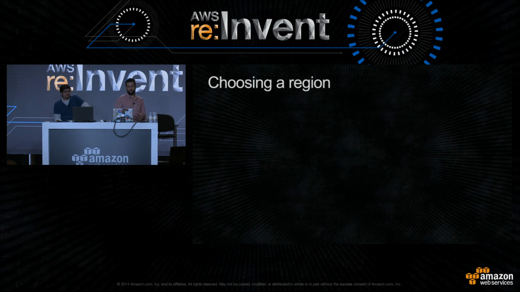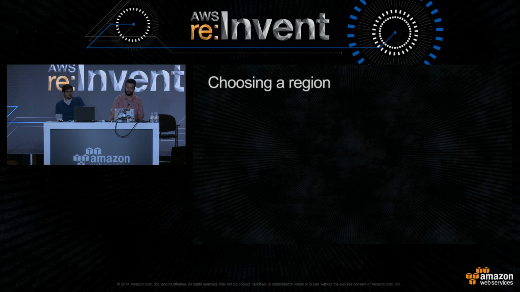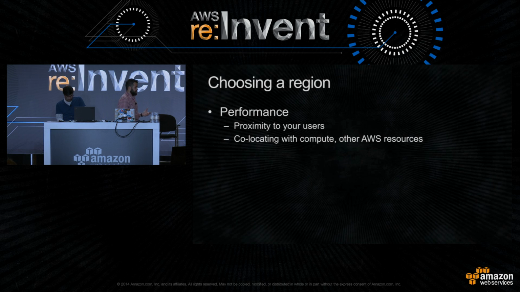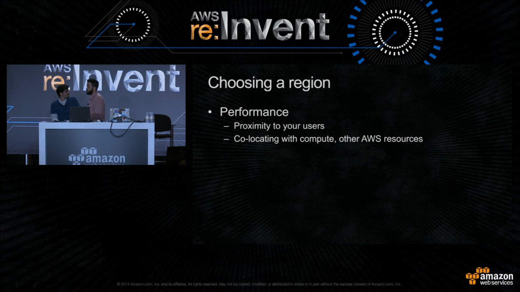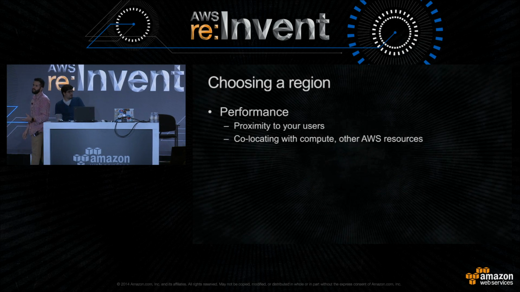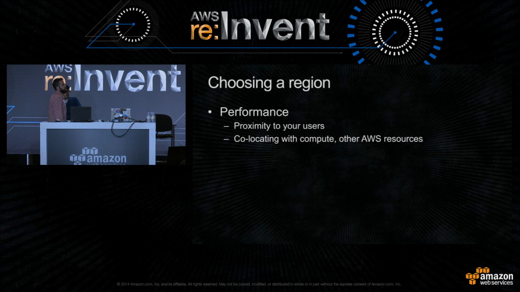There are a few variables that we need to take into consideration when we're thinking about start using S3 for certain workloads or to redesign some workload that we already have. One of the things that we take into consideration is performance. And when we think about performance, we need to think about how close this S3 region is to your users or the workload that you are planning to put inside AWS. And also put it as close as possible to the workload that you are currently running inside AWS. So this is performance.